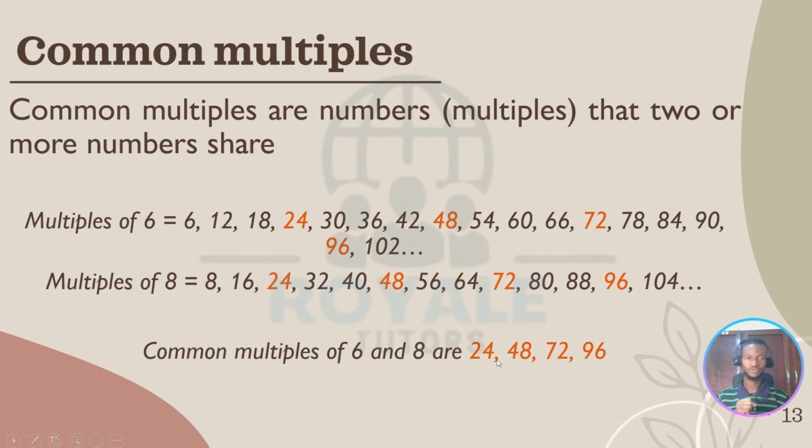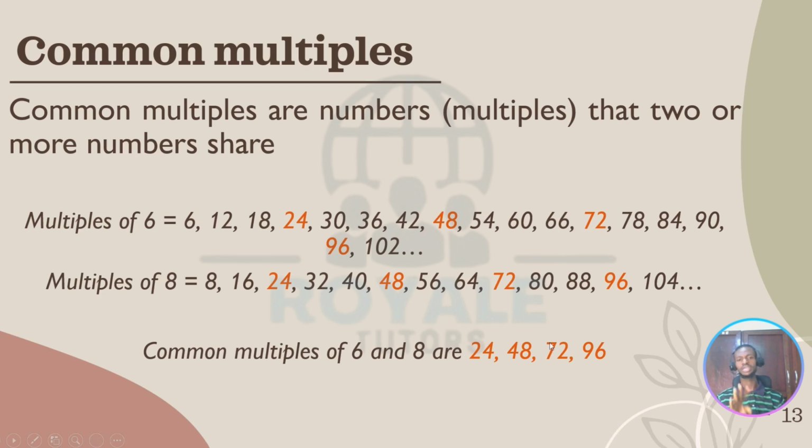The second multiple is 48. What do you notice? 48 is double of 24. That is, the first multiple is 24, the second multiple is 48. That means 24 multiplied by 2 gives 48. Let's check again. 72 is the third multiple, and it is gotten by multiplying 24 by 3. 96 is the fourth multiple, and it is gotten by multiplying 24 by 4.